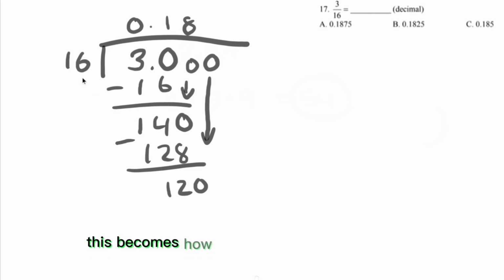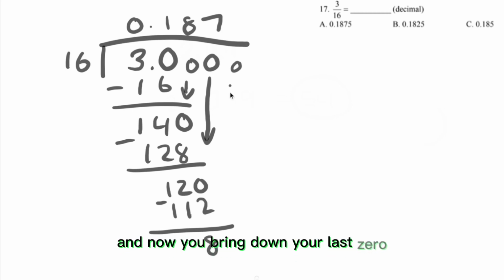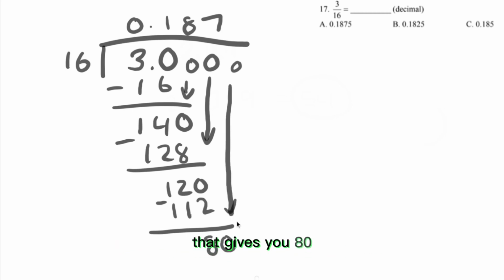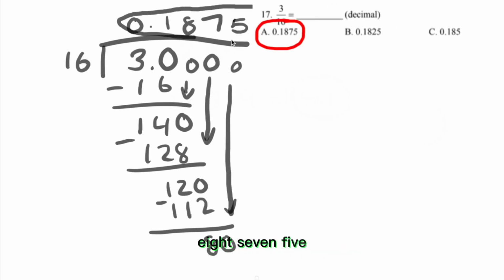This becomes, how many times does 16 go into 120? That's 7. Now you subtract 112, because 16 times 7 is 112. That gets you 8. And now you bring down your last 0. Now that gets you 80. And since 16 goes into 80 5 times, you just write a 5 up here, and your answer is 0.1875.